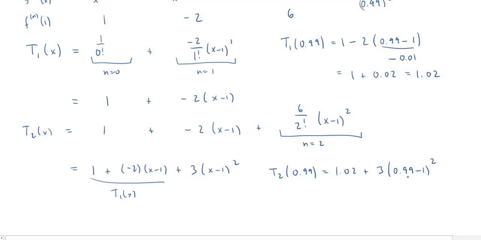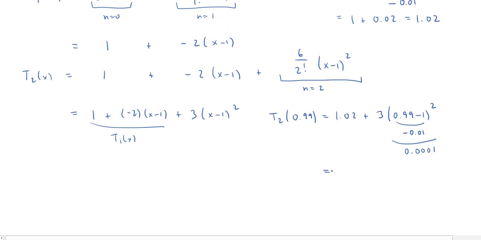Okay, well, again, 0.99 minus 1 is negative 0.01. But if we square this, it's going to end up being positive, and then, of course, everything's going to slide down another couple decimal places. We get 0.0001. Multiply it by 3, and we'll get a 3 on the end. And so this approximation for the value we want will be 1.02, and then plus another 0.0003 on the end. All right, that's pretty good, right? We have an approximation out to 4 decimal places.